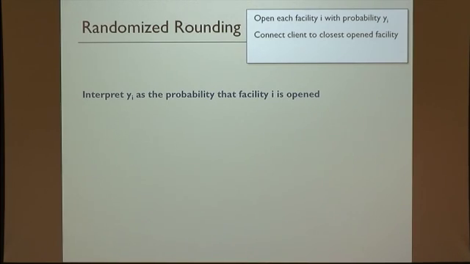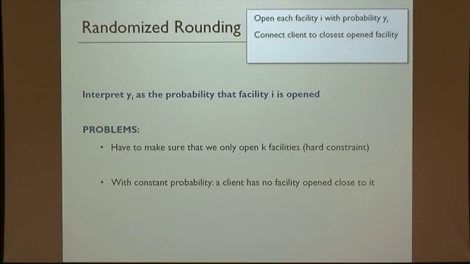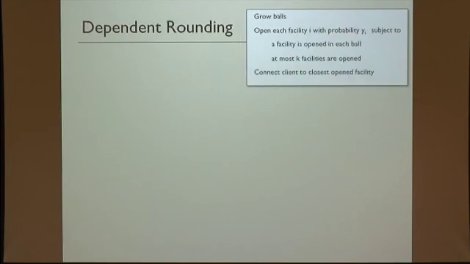This is not a good idea. Why? First of all, we have to satisfy the constraint that we can only open k facilities. And then there is a real problem that in the neighborhood of some client, we might not open any facility. So there might not be any open facility close to the client. Maybe that's the most serious problem.